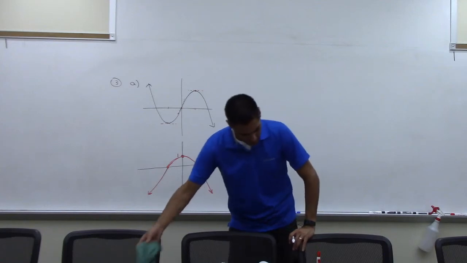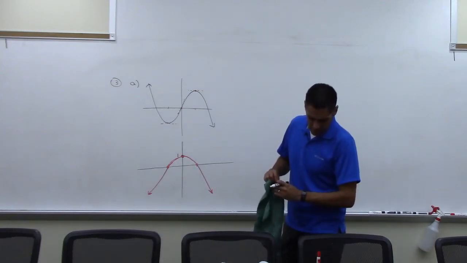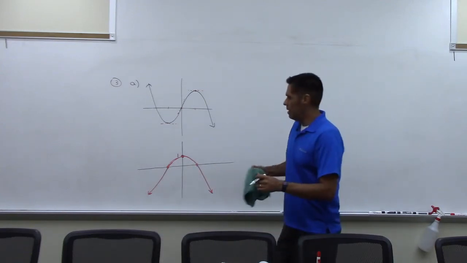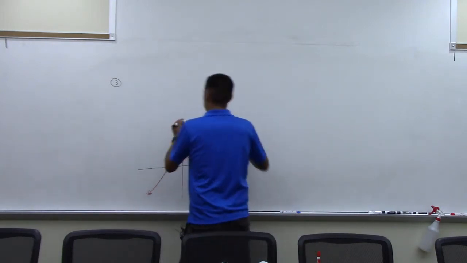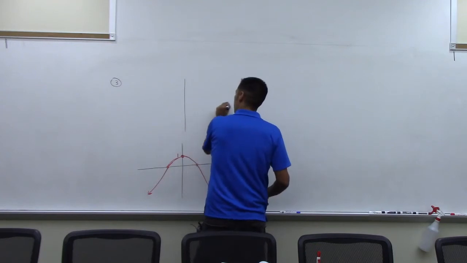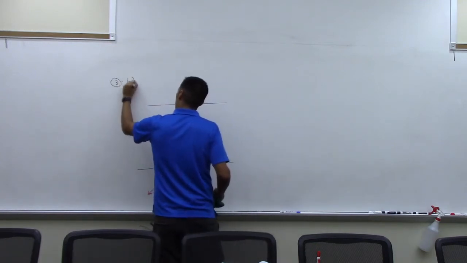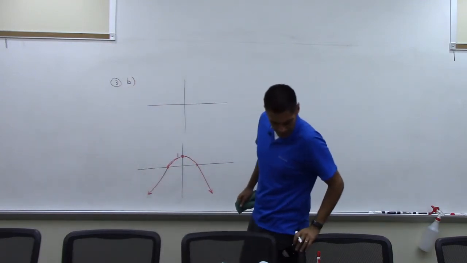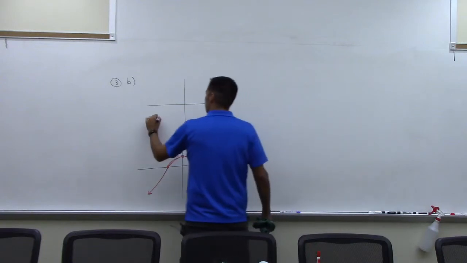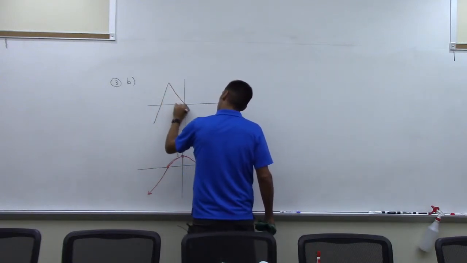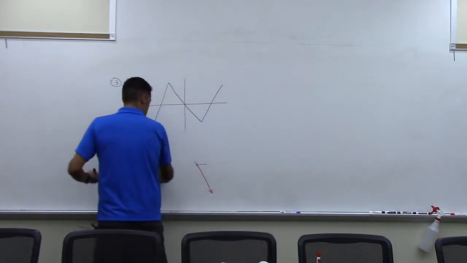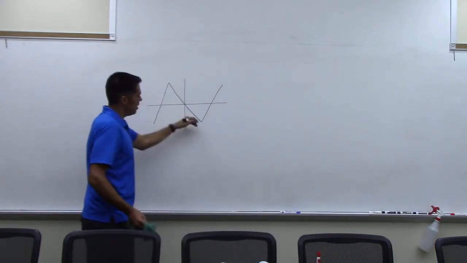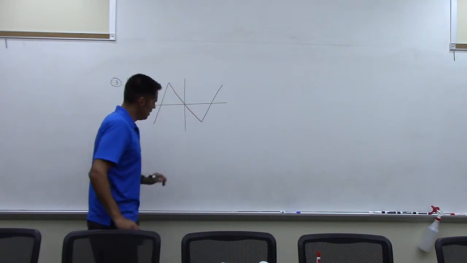Let me see, I think part D is pretty clean. How about B? Let me draw B. For B, we have this zigzag looking thing. Those are straight lines, straight, straight, with sharp corners here.